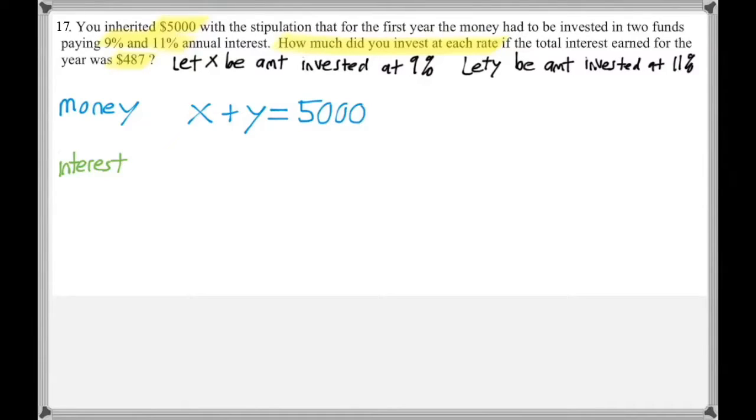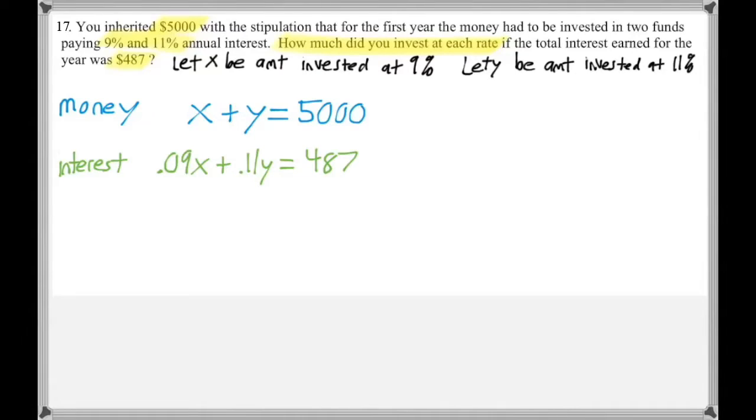For my interest, my amount that I'm putting in X is getting 9%, so I need to write that as a decimal, 0.09 times X, plus Y is being invested in the 11%, so that's 0.11Y, and my total interest is $487. So now I have my system of equations, and I can solve this.